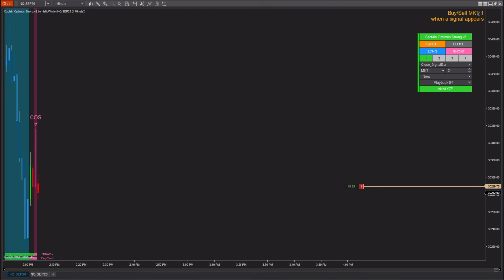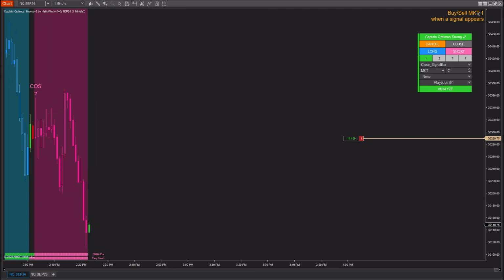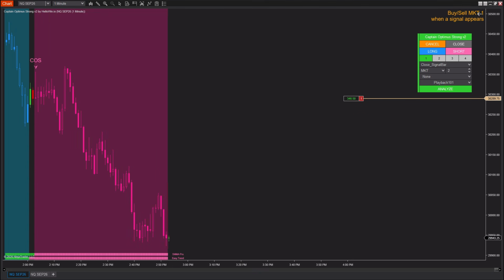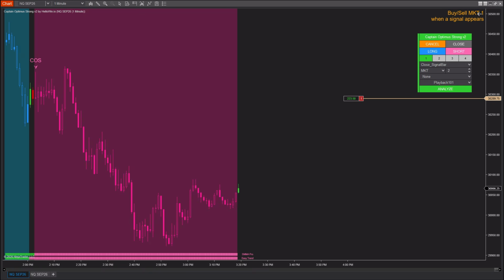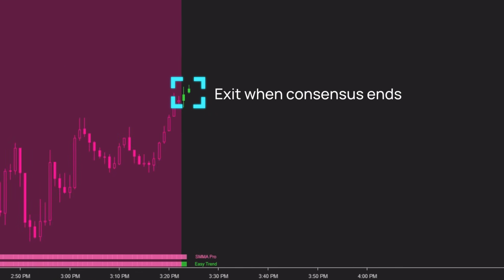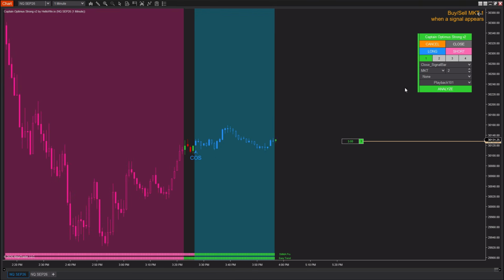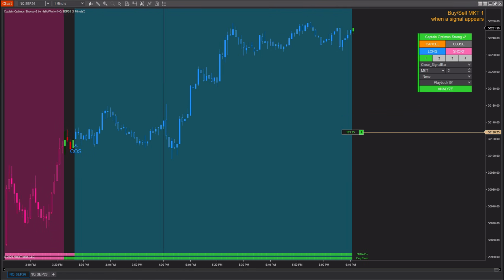Of course, the original exit mechanism from Captain Optimus Strong version 1 remains available. This is the consensus-ended exit feature. In this example, the system automatically closed the sell trade once the bearish consensus was no longer present. The buy trade works in exactly the same way.